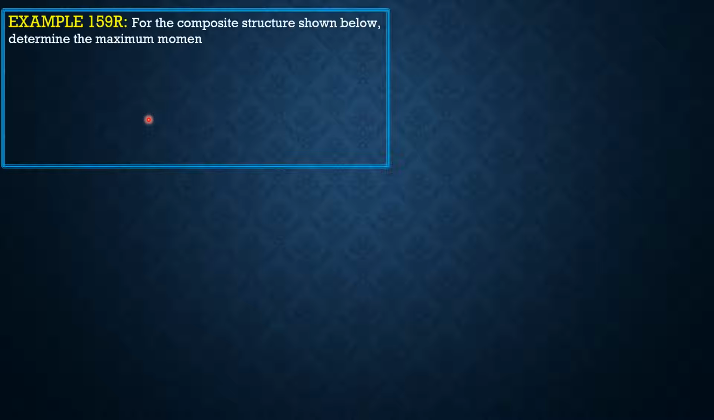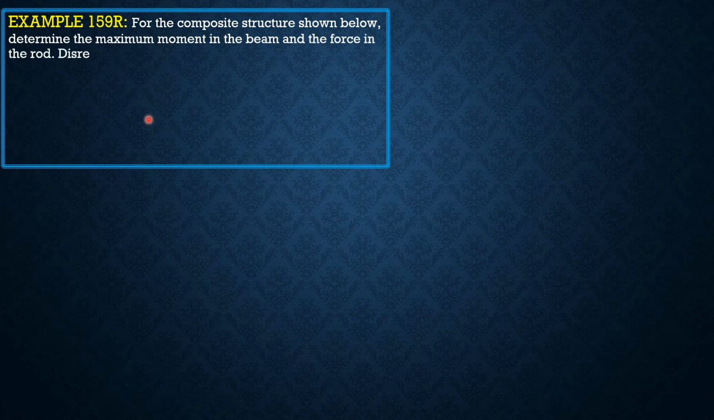Here is the first example on composite structures. For the composite structure shown below, determine the maximum moment in the beam and the force in the rod. Disregard shear effects and axial effects in the beam.